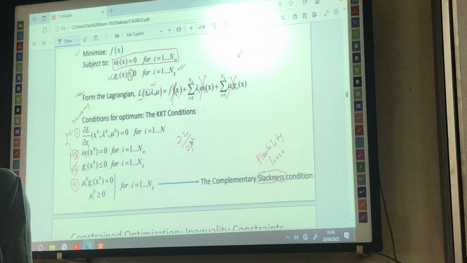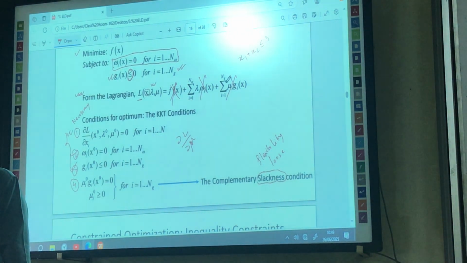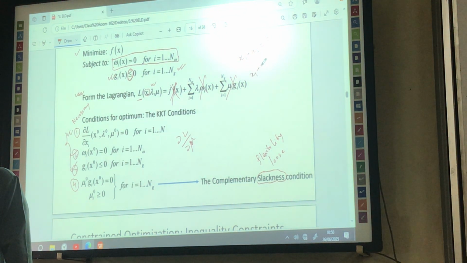Let's say we have one inequality constraint like this: x1 plus x2 should be less than or equal to 3. Let's say this is our inequality constraint. Now we will convert this inequality constraint into an equality one. How? Using this new variable, that is the slack variable. Look, we will simply add this mu with this x1 plus x2, then we will write that it is equal to 3.